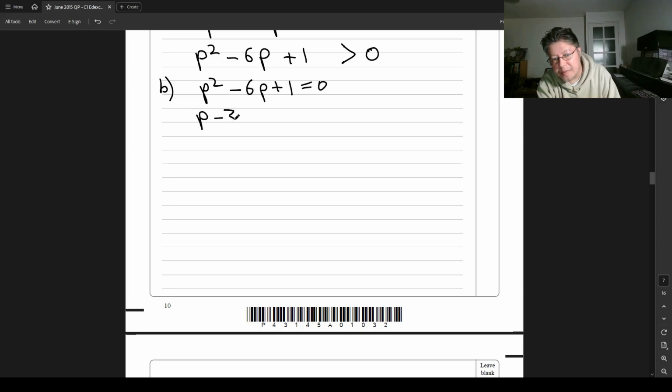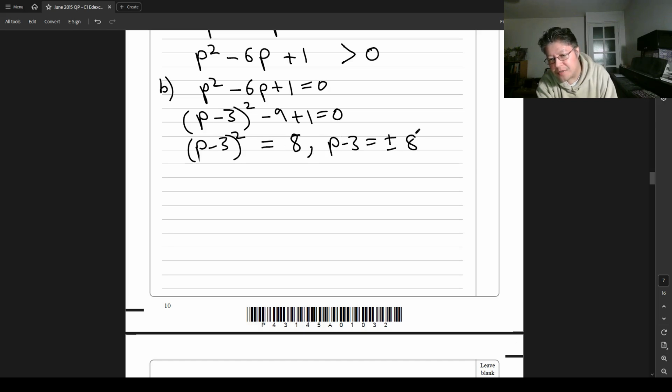So it's p minus 3 all squared minus 9 plus 1 equals 0. So you get p minus 3 all squared equals, and we'll bring the 9 and the 1 over. That will give us a positive 8. And now we will square root both sides. So p minus 3 equals plus or minus root 8. And then we'll bring the 3 over. So we get two solutions. P is 3 plus and minus root 8.